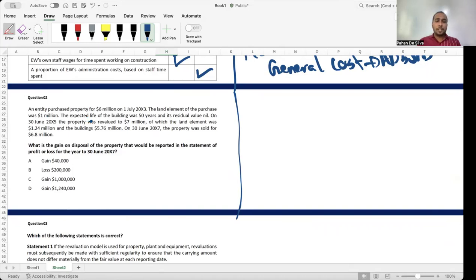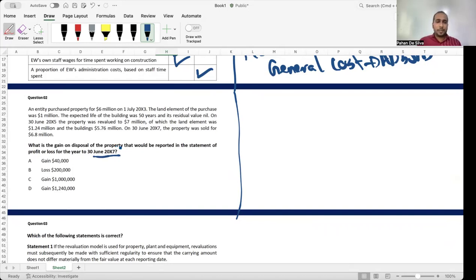On 30th June 2015, the property was revalued to 7 million, of which the land element was 1.424 million and building was 7.56 million. On 30th June 2017, the property was sold for 6.8 million. So the question is, what is the gain on disposal of the property that would be reported in the statement of profit or loss for the year to 30th June 2017, right?